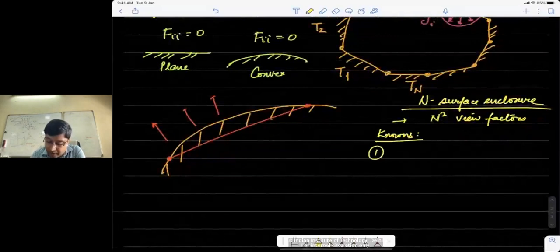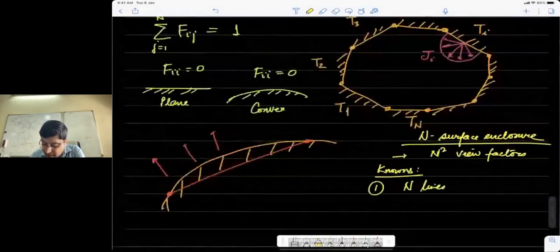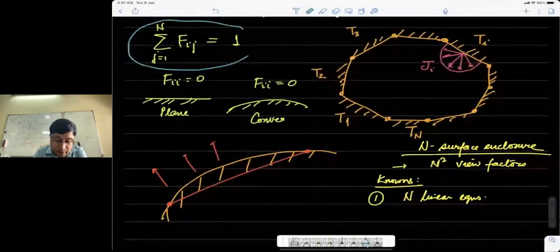So one way is to use these n linear equations in view factors. By linear equation I mean this equation. Let me highlight this equation. We will have n such equations, but we need more.